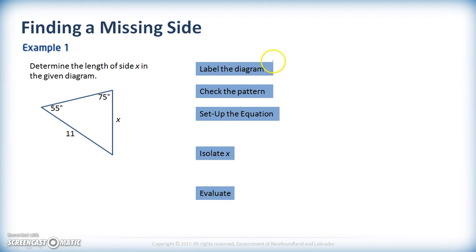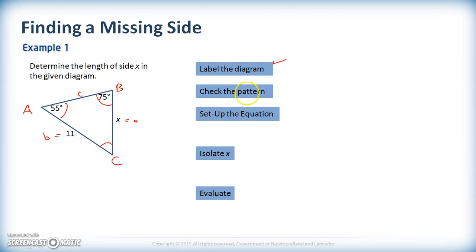First thing we have to do is label up our diagram. So we've got a diagram here. We're going to pick names for all the sides and angles. So A, B, C are three good ones that we're used to. And so remember, opposite angle A has to be side A, opposite angle B has to be side B, and opposite angle C has to be side C.